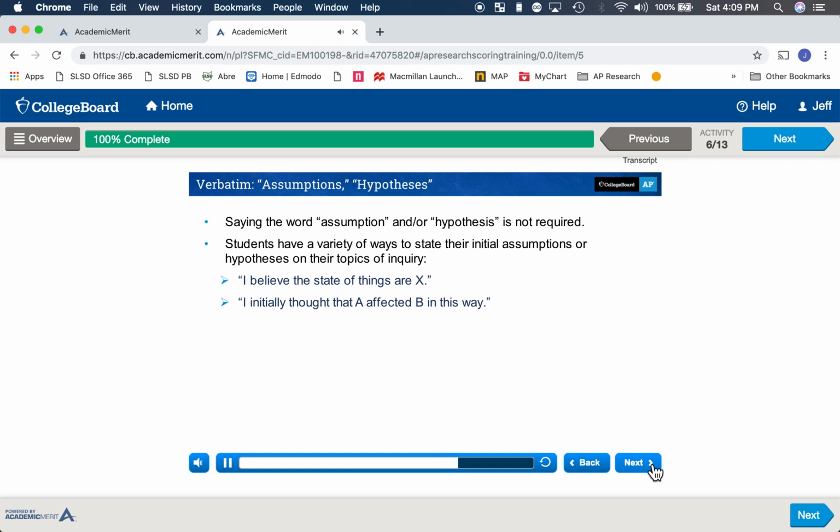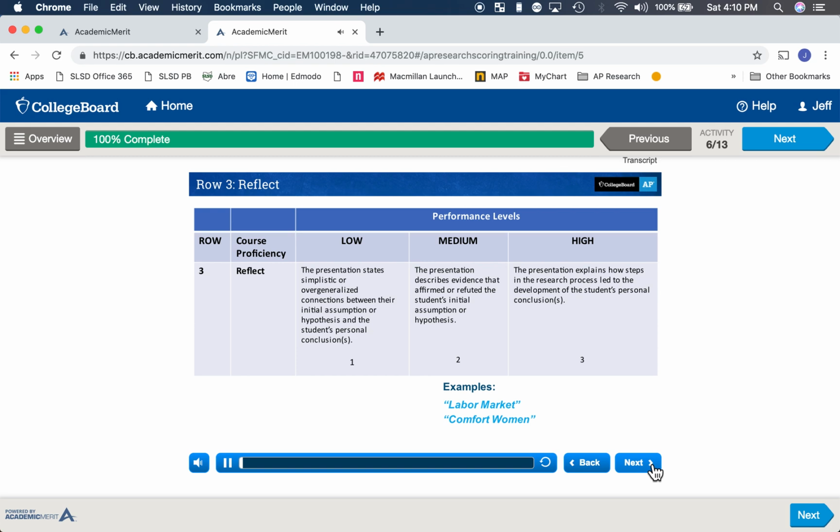Please note that just stating their initial assumption or hypothesis is not going to get them any points on the rubric. To even get the lowest score on this row, the student must state a connection between their conclusion and their initial thoughts on the topic of inquiry. Row 3 is about the student reflecting on their research process as well as the learning that took place as a result. So, does the student state any connection between their initial assumption or hypothesis and the conclusion of their inquiry process? Or do they describe the evidence that led to this connection? Let's look at some examples.